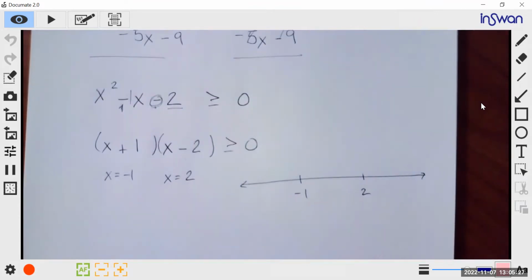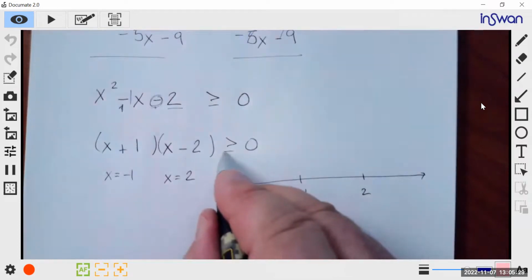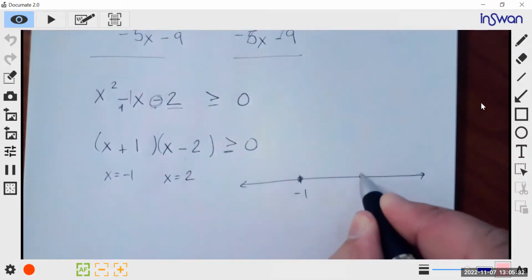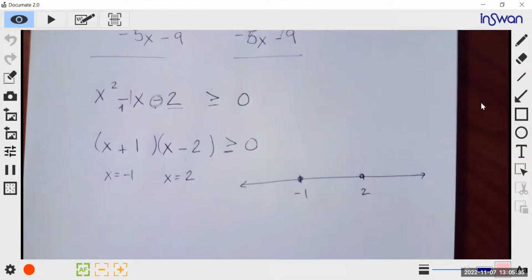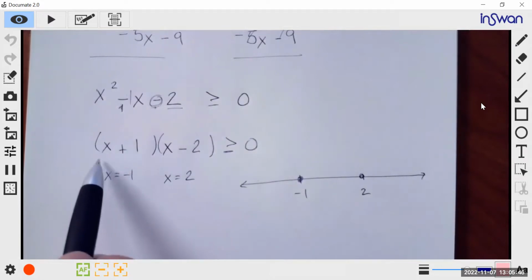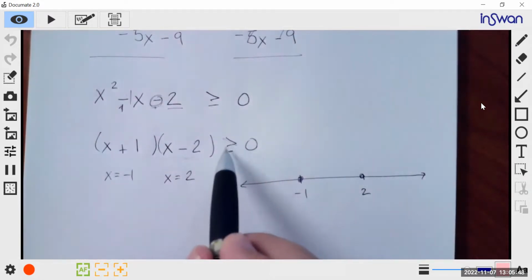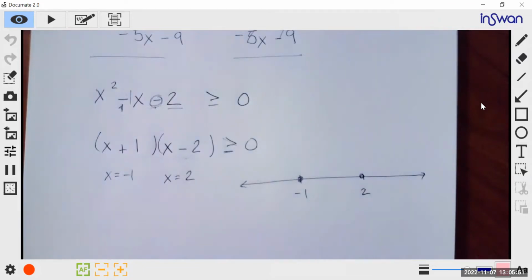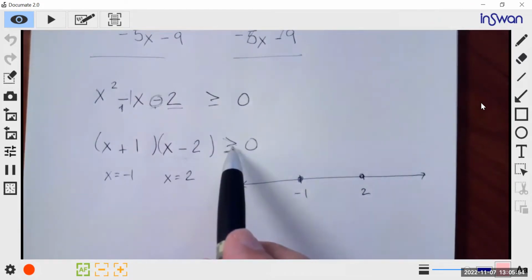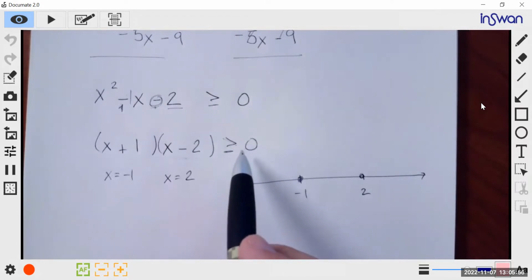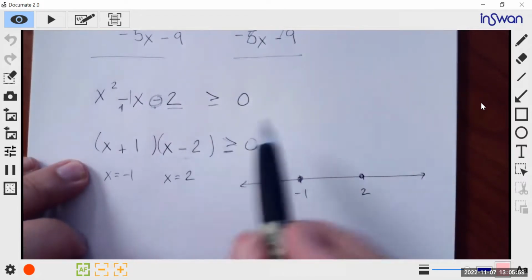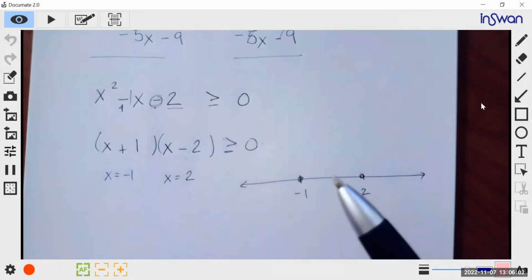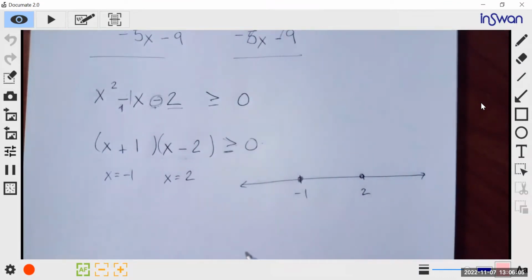Open or closed circles? Yeah, closed. So we only want the numbers that make it positive or negative. Why? Because we want this equation to be greater than or equal to 0. This number has to be greater than 0. Well, no, because that's what it's saying. It says whatever I put here has to be greater than 0, has to be positive. I only want the positive answers.